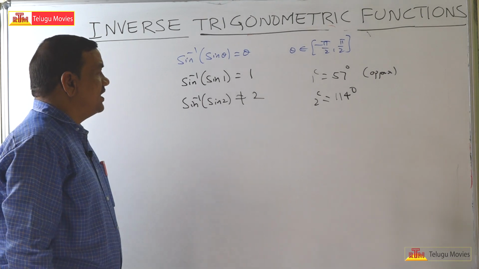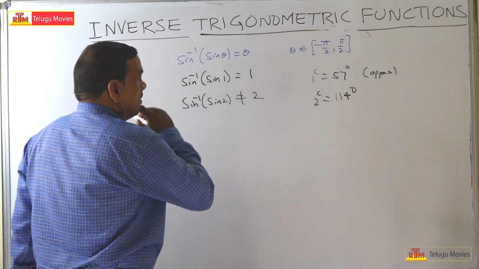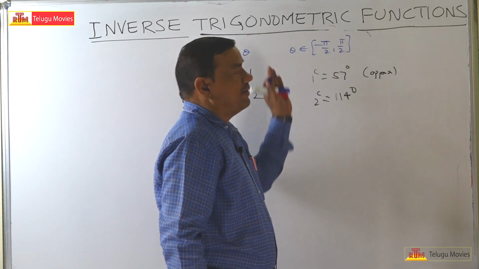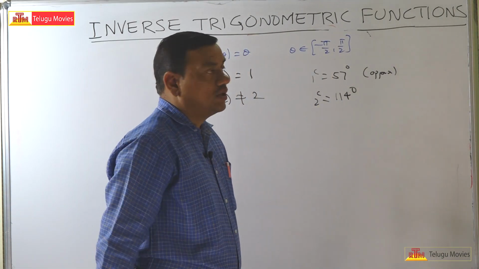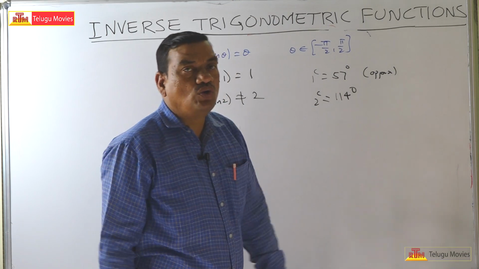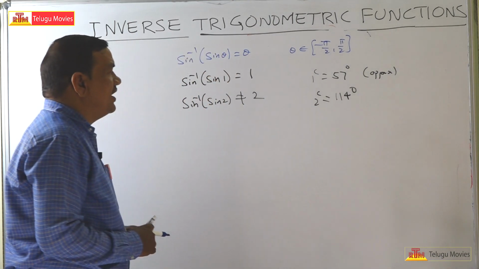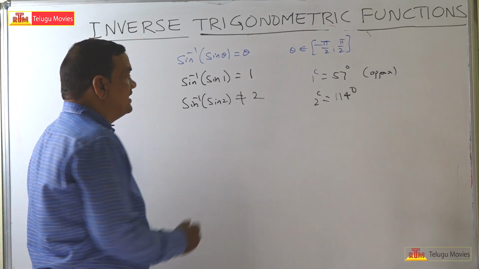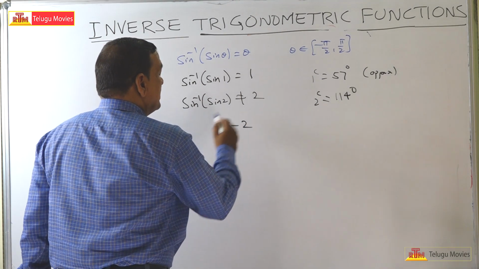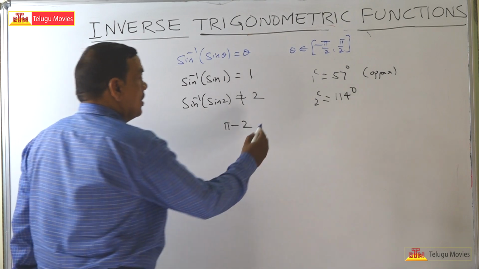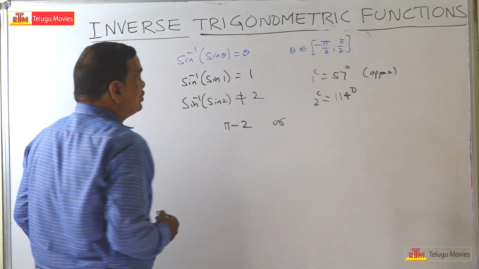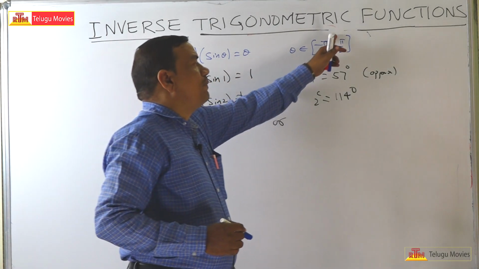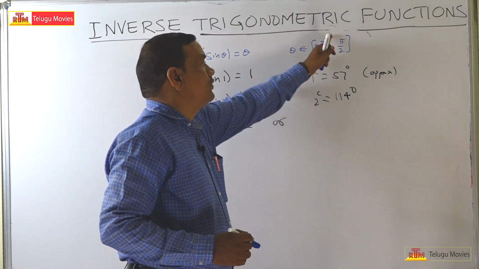But if you observe here, we have to make 2 into less than pi by 2, or more than minus pi by 2. How to do this? Shall we subtract from 180 degrees? See here, pi minus 2 radians will belong to minus pi by 2 to plus pi by 2.